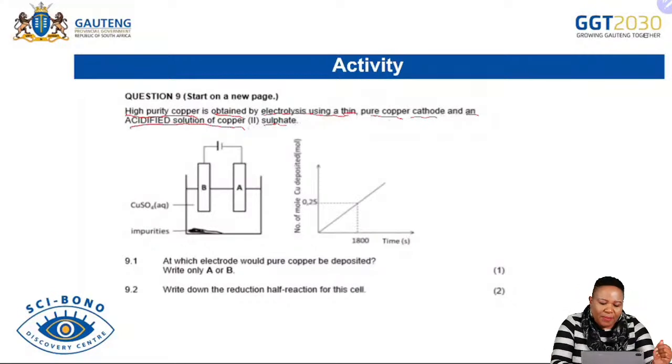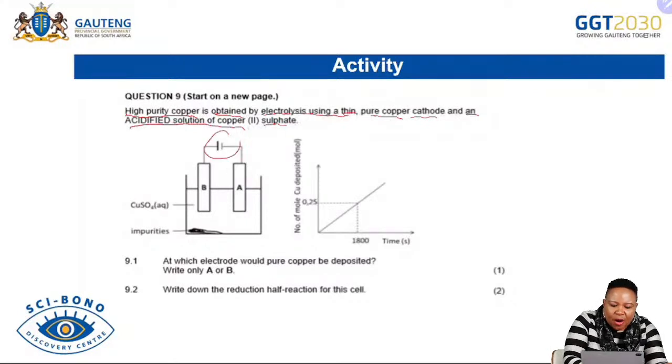in order to form copper metal. So already we have electrode A and B, and we have our power source. Remember, the long line represents our anode.